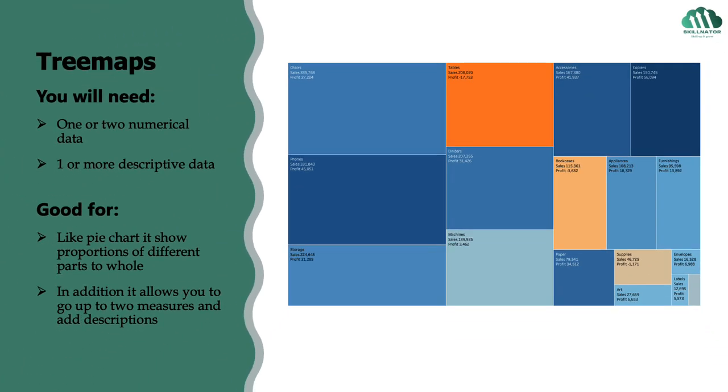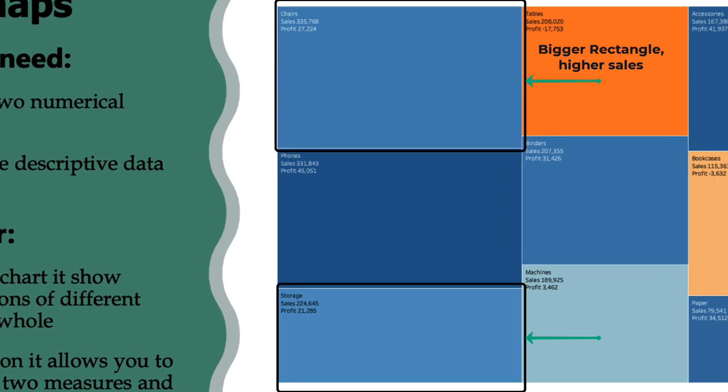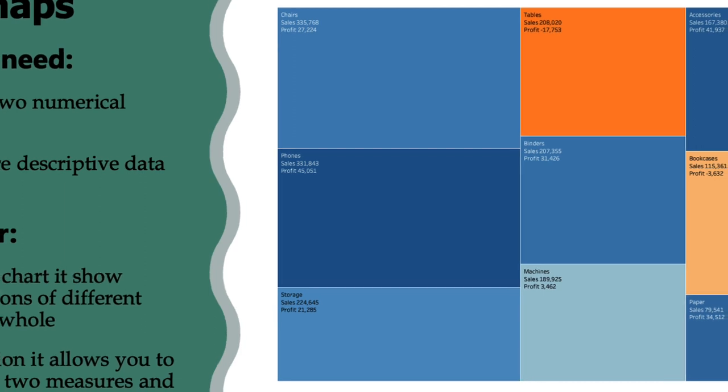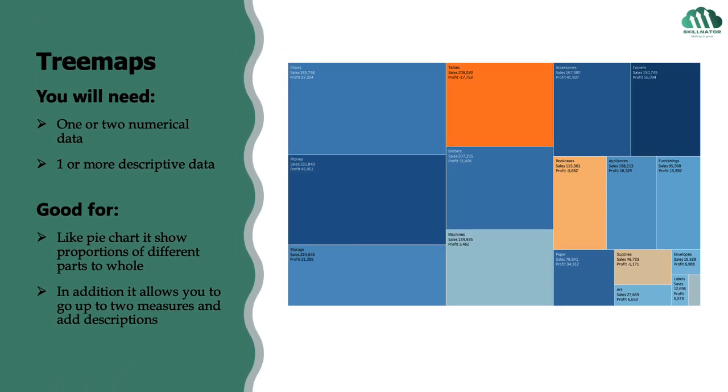For example, in this tree map, the size of the rectangle corresponds to the sales numbers, whereas the color of the rectangle corresponds to profit. This chart points out that although tables are a big proportion of the total sales, the table's category is in a loss.